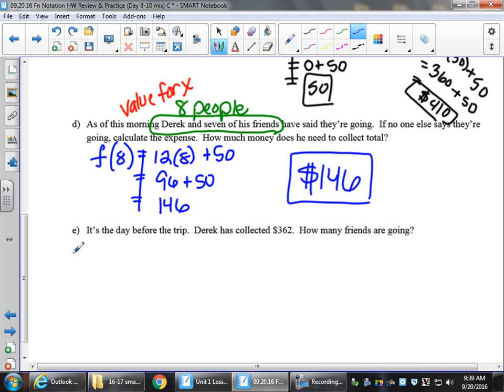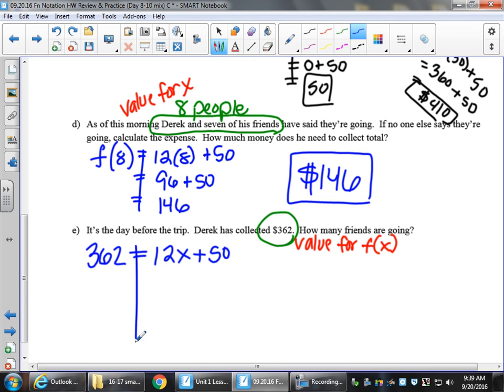It's the day before the trip. Derek has collected $362. How many friends are going? What should I circle? I'm going to circle 362. Is this a value for x or f of x? Write a note: value for f of x. Good job. So what's this going to look like? 362 equals 12x plus 50. Fantastic. Find out how many friends.